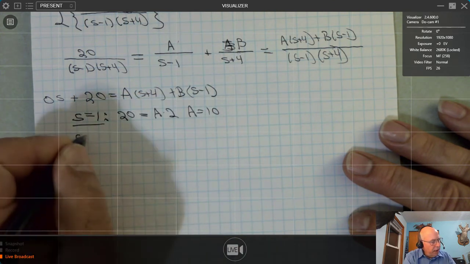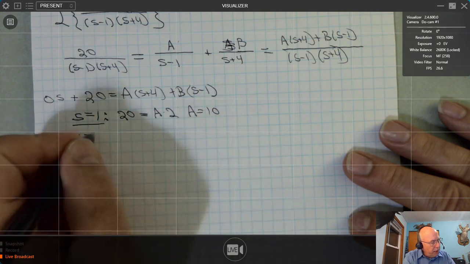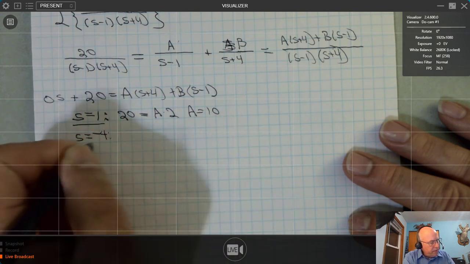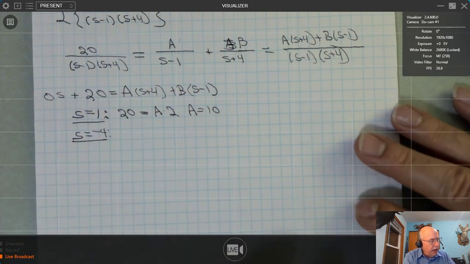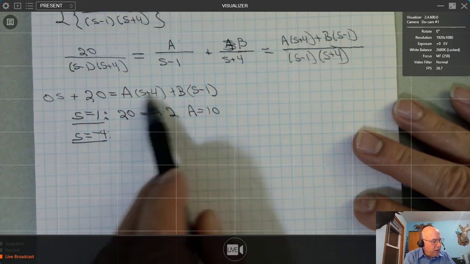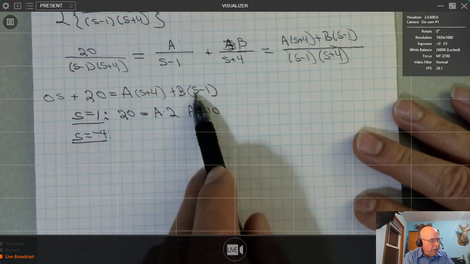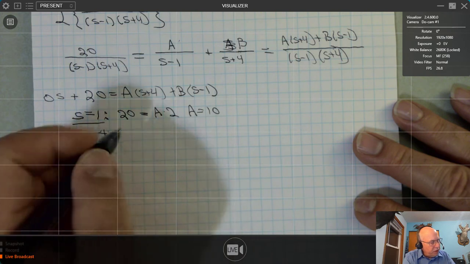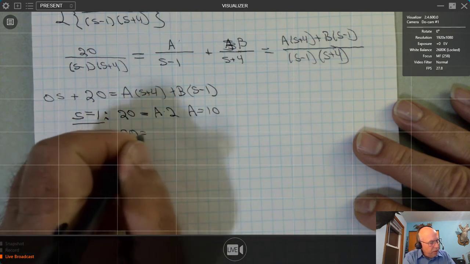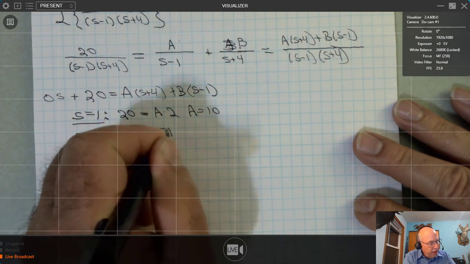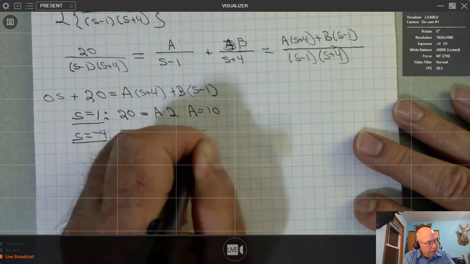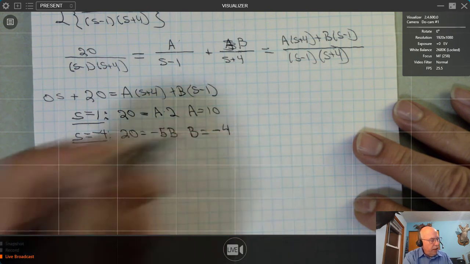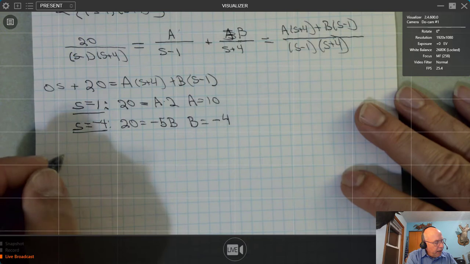In the same way, I can set s equal to minus 4, and when I do that, I've got 0 appearing here. Minus 4 minus 1 is minus 5, so 20 equals minus 5b, and therefore b must be equal to negative 4.